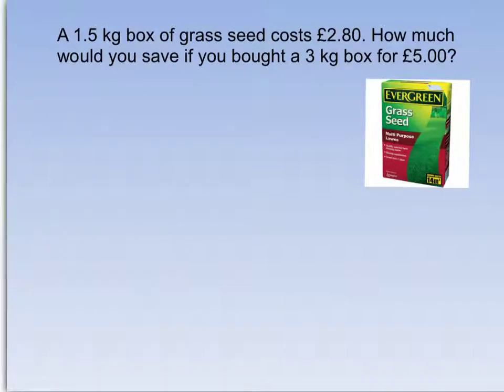In this last example, we're told that a 1.5 kilogram box of grass seed costs £2.80. How much would you save if you bought a 3 kilogram box for £5? Now this is a slightly more involved problem, but at the heart of it is the scaling up process that we saw on the two other slides. So we take the 1.5 kilogram box, we compare that to the 3 kilogram box that we want to buy, and we can see that it's twice as much.